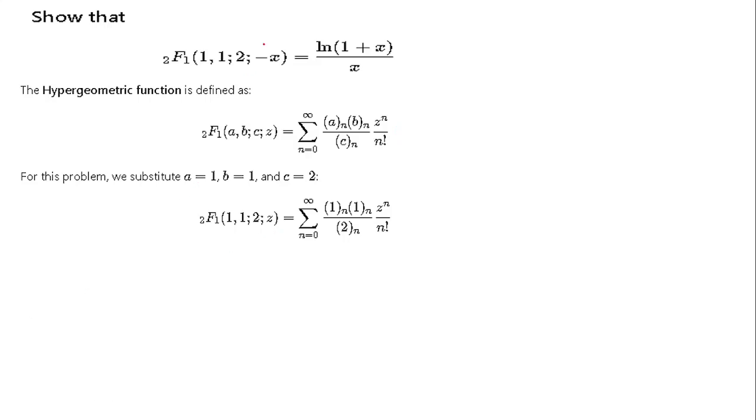Now, the first thing we're going to look at is, what are the values for A, B, and C? Based on what we should show, our A is equal to 1, our B is equal to 1, our C is equal to 2. Right? What is our Z? Z is equal to minus x.